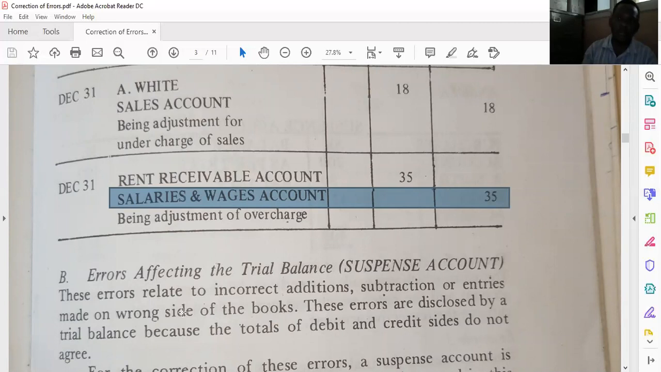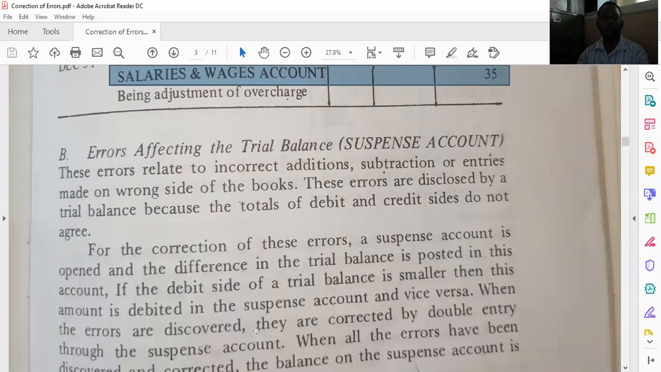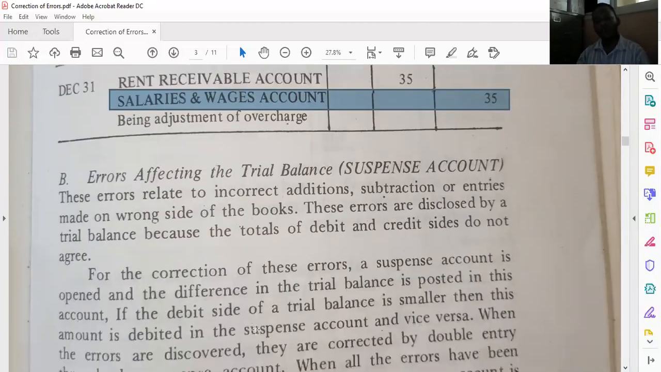So we shall do an example to illustrate this, and I hope that you review these notes after this video just to get a better understanding of the errors not affecting the trial balance. So those were errors not affecting the trial balance.